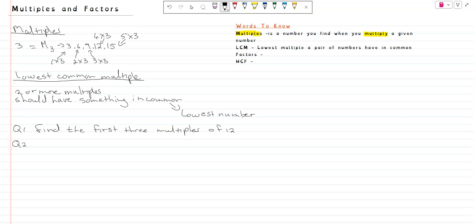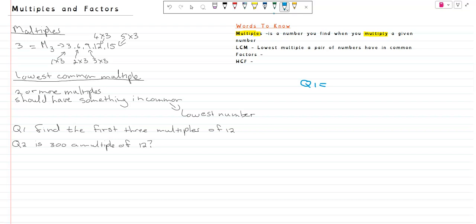Question number 2 asks, is 300 a multiple of 12? Okay, so those are our 2 questions that we need to answer, and let's see how we're going to answer them. For question number 1, find the first 3 multiples of 12.